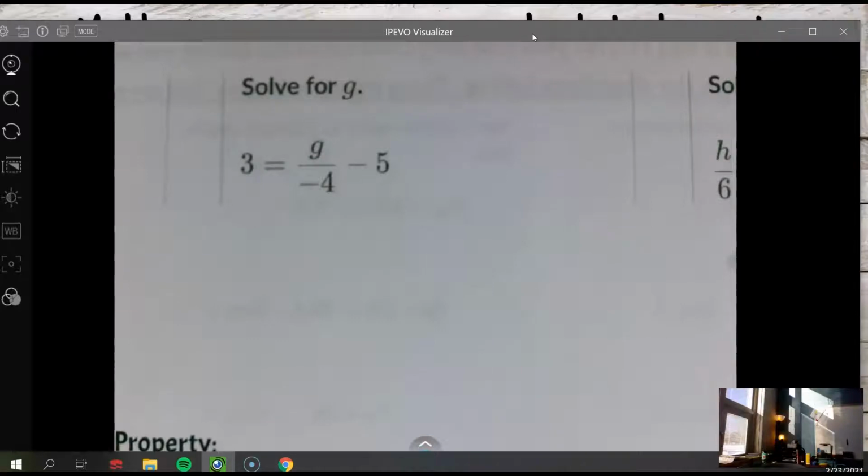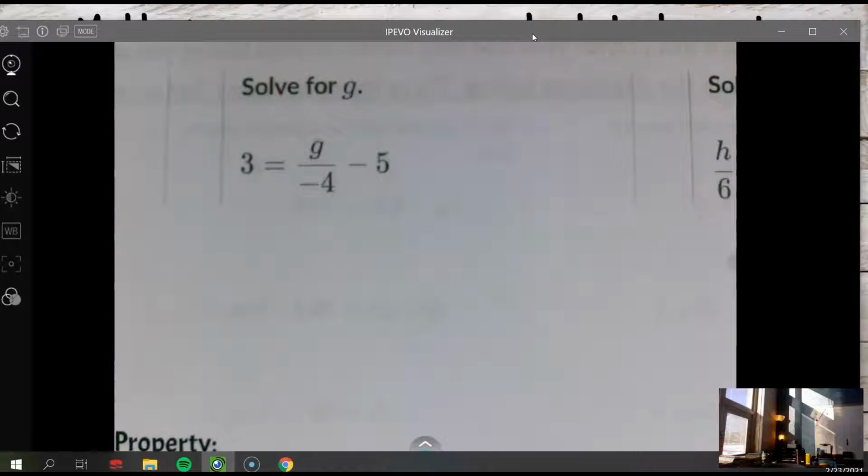So then, this is going to be 3 plus 5. Don't forget to do the addition. We get 8. G over negative 4. What do I do now, Drew? Absolutely. I'll make sure I do it on both sides. Keep things fair. Keep things balanced. What's our value for G?